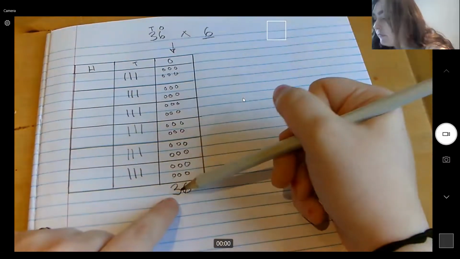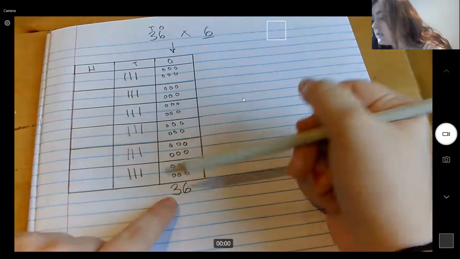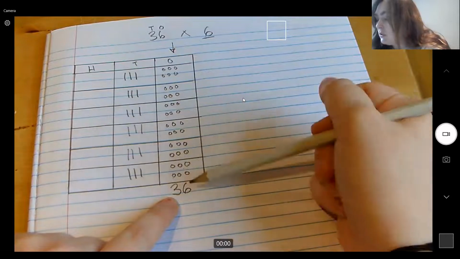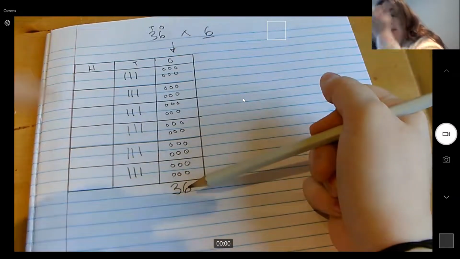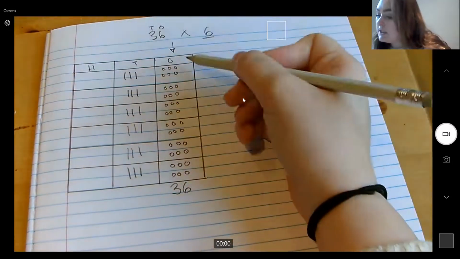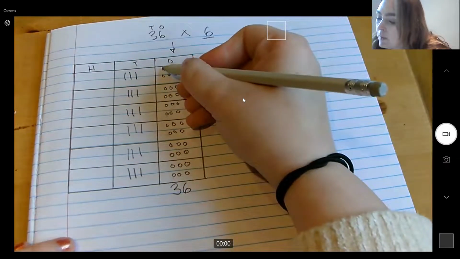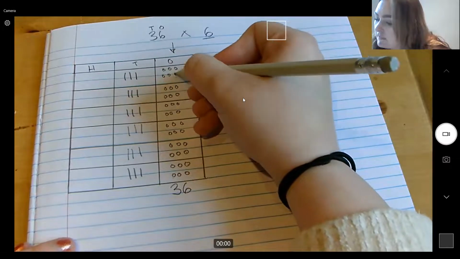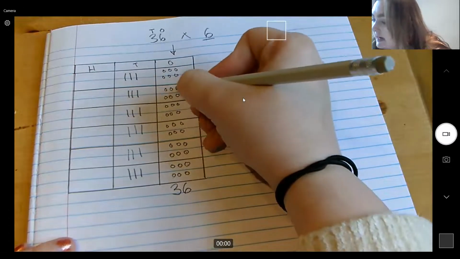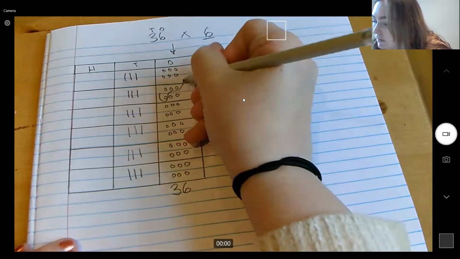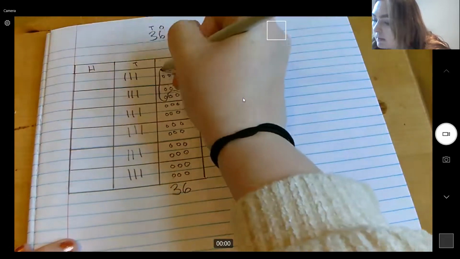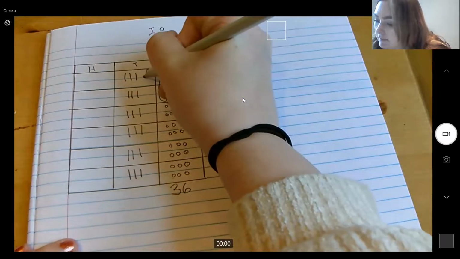Now we cannot have 36 in our ones column because that is way too much. So we need to do some exchanges. Now we're going to exchange 10 ones for 1 ten. So let's count up 10 ones. 1, 2, 3, 4, 5, 6, 7, 8, 9, 10. So those 10 ones are going to become a 10 stick.